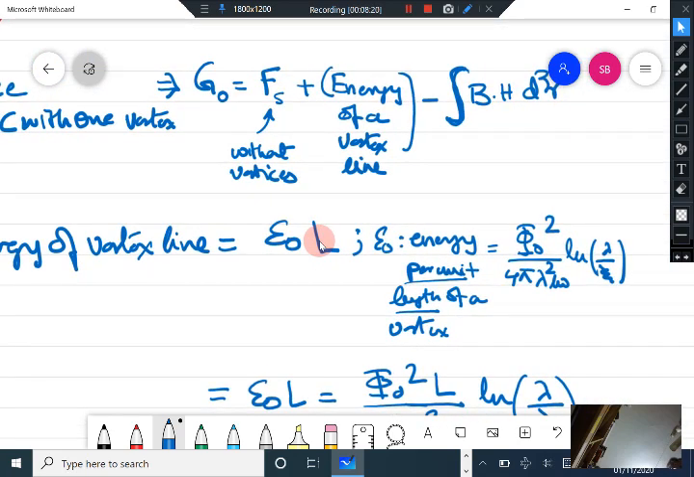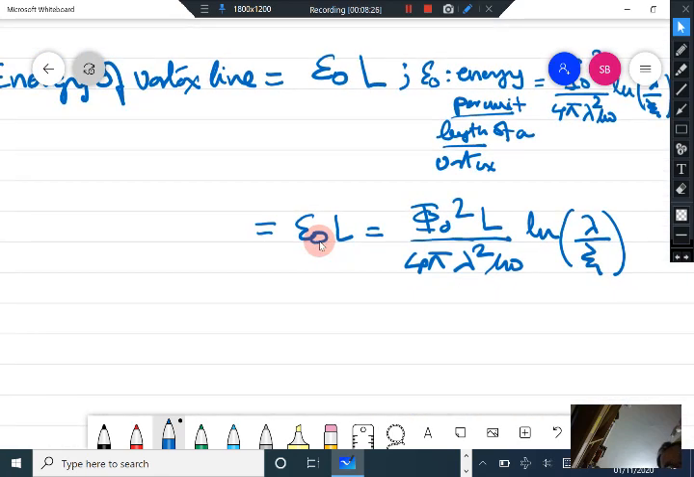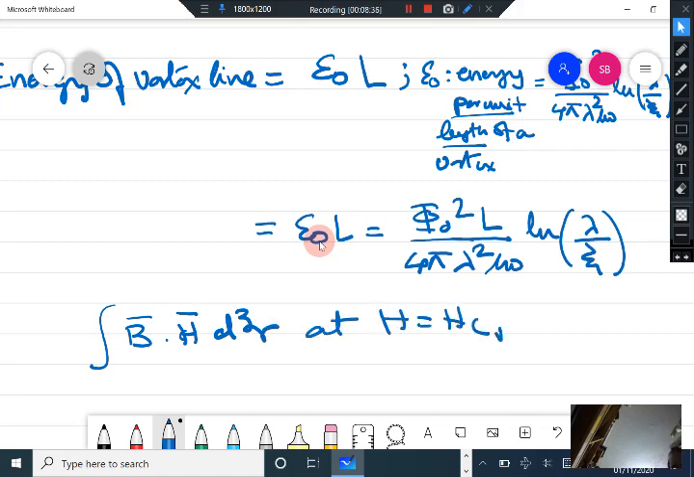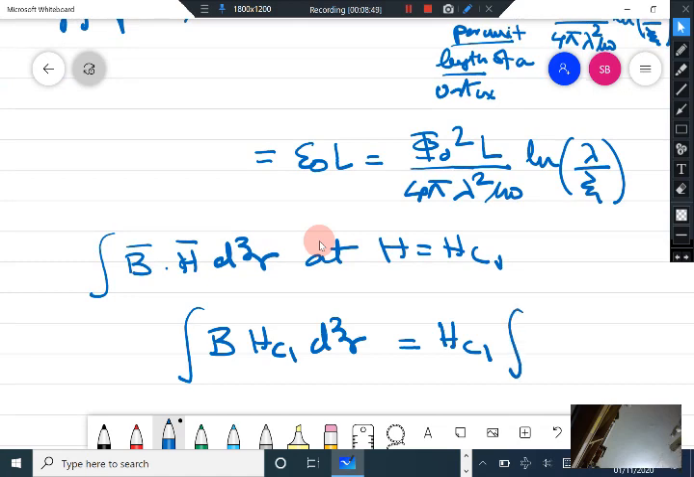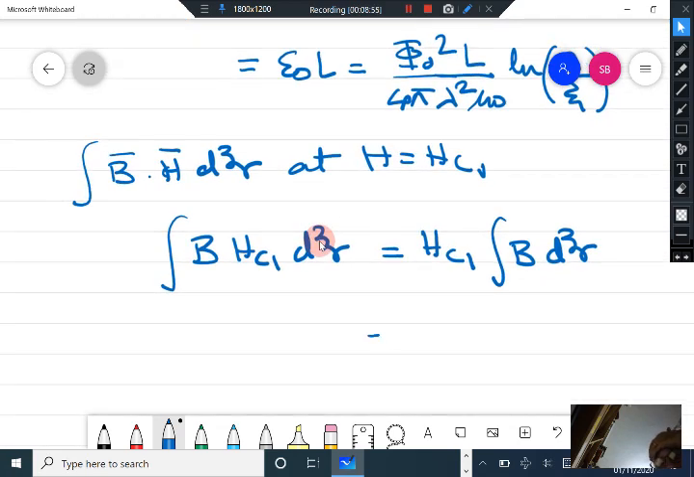And the other energy, the integral of B dot H, which is the natural contribution inside the Gibbs free energy. So this integral term, B dot H d cube R at H equal to Hc1, will be nothing else but the integral of B times Hc1 d cube R. Now this would be Hc1 times the integral of B d cube R.